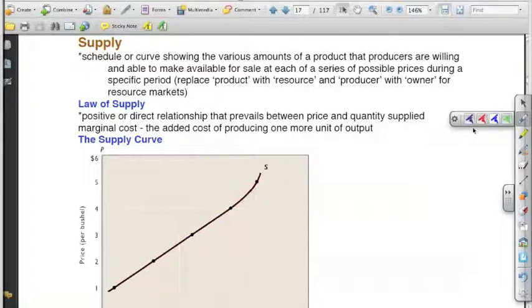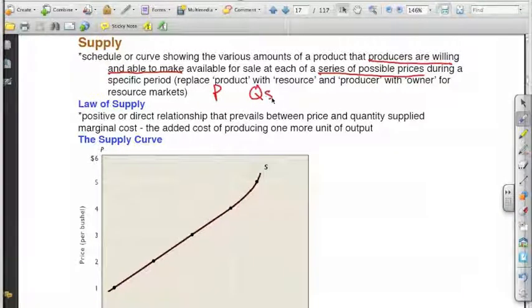So for supply, it's very similar to demand, but has an opposite type of relationship between price and quantity. Supply shows the amounts that producers are willing and able to make at a series of possible prices. So again, we're going to see this relationship with price, except with quantity supplied instead of quantity demanded.